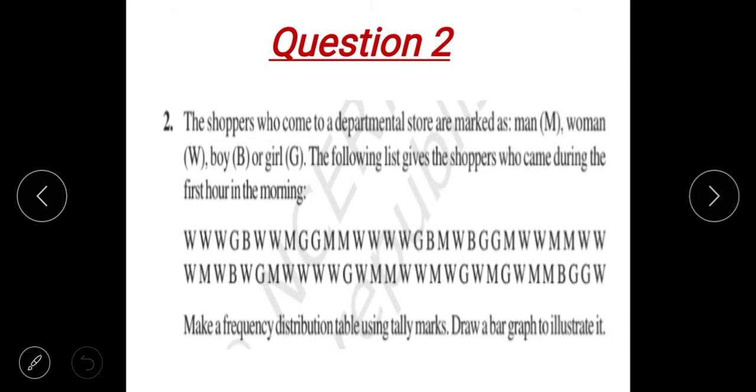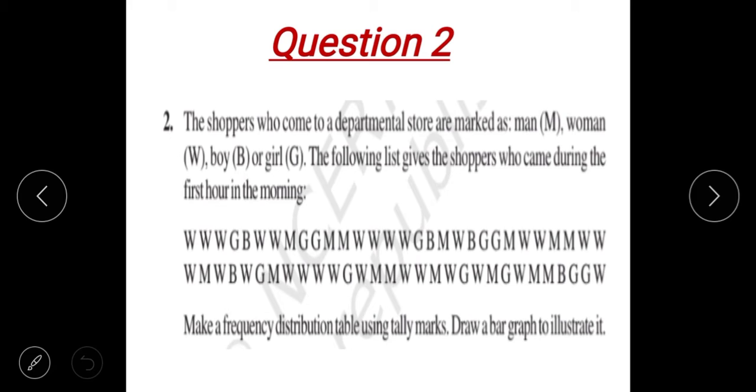Question number 2 is: the shoppers who come to a departmental store are marked as men M, women W, boy B or girl G. When I make the table, I use the complete words women, men, boys and girls, but you use M for men, W for women, B for boys and G for girls. The following list gives the shoppers who came during the first hour in the morning.